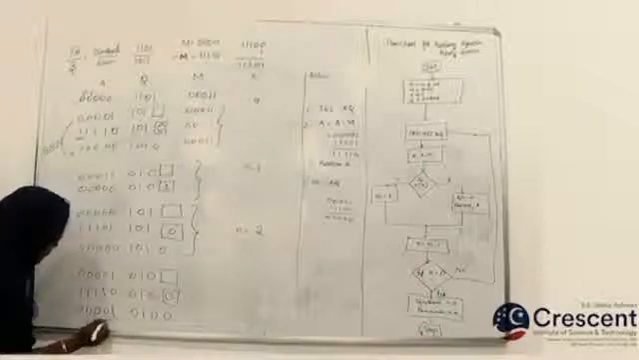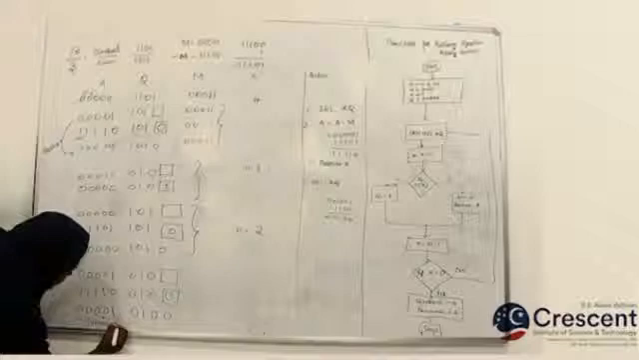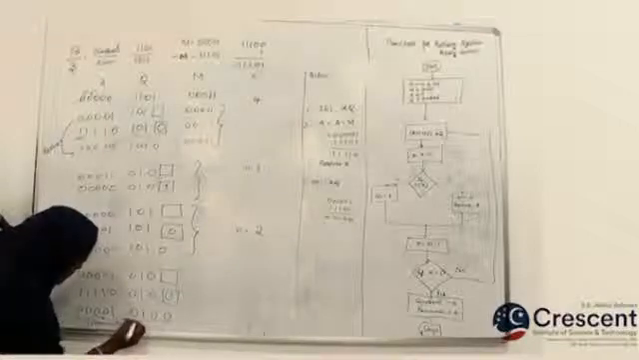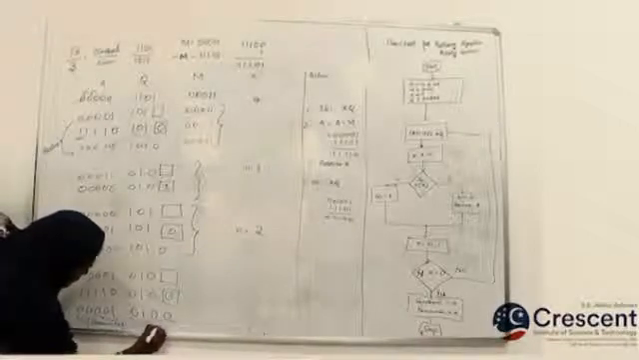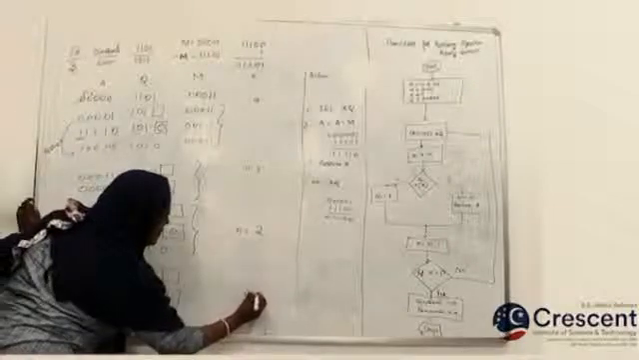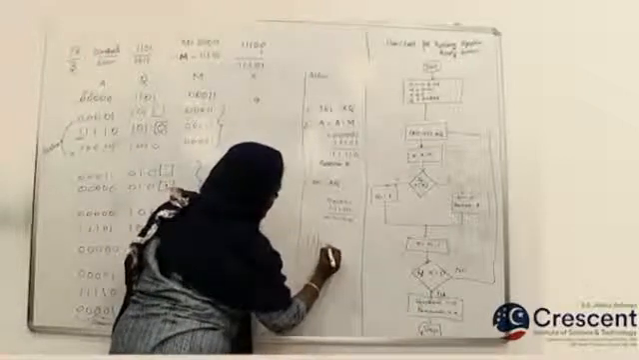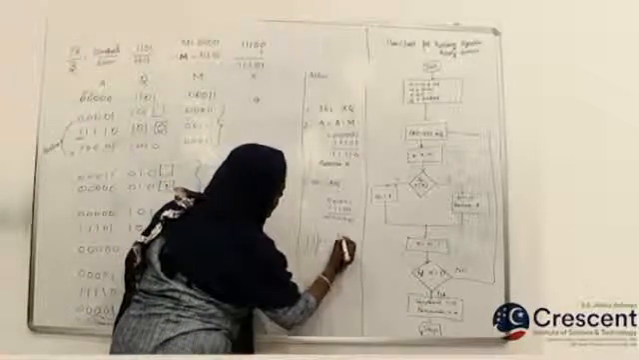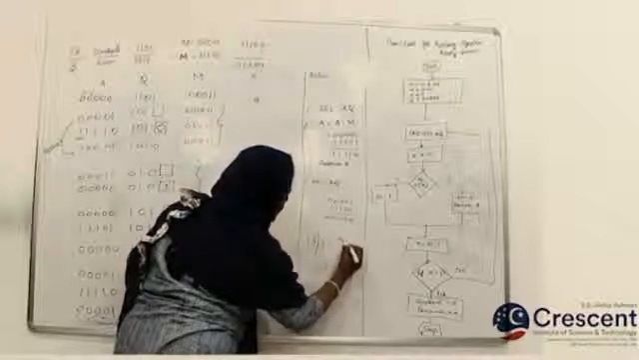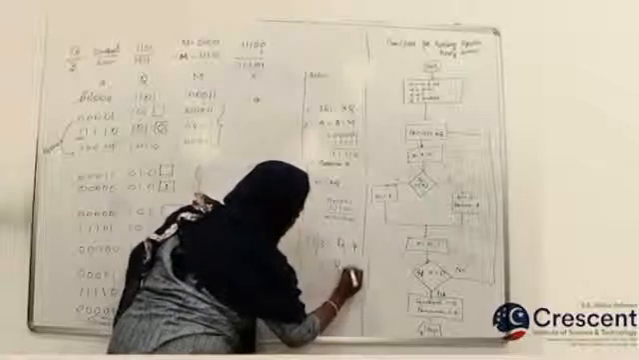So this is my remainder and this is my quotient. So 13 by 3 is, the quotient will be 4 and the remainder will be 1.